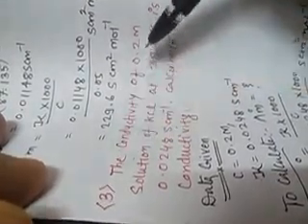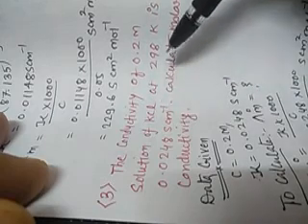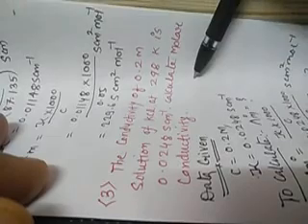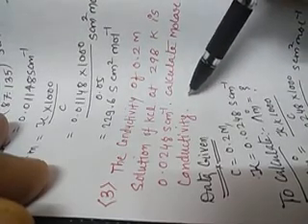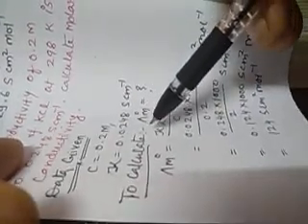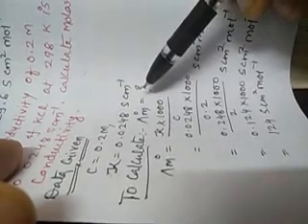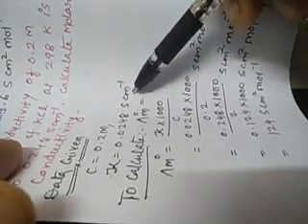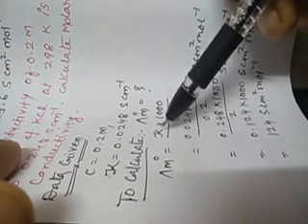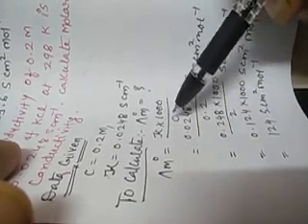The conductivity of 0.2 molar solution of KCl at 298 Kelvin is 0.0248 Siemens per centimeter. Calculate the molar conductivity. So we can see simply here what data is given. C is 0.2 mole per liter. Kappa is 0.0248 Siemens per centimeter. What you need to calculate is lambda m. Kappa is given in Siemens per centimeter, and that is why we can use the formula lambda m is equal to kappa into 1000 divided by C.